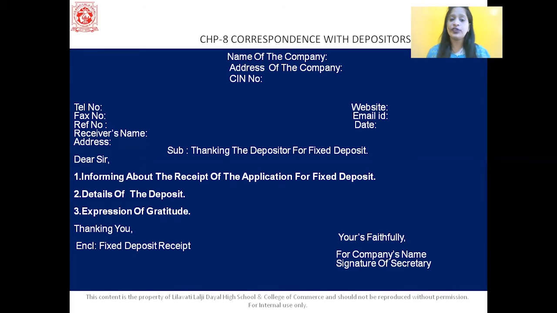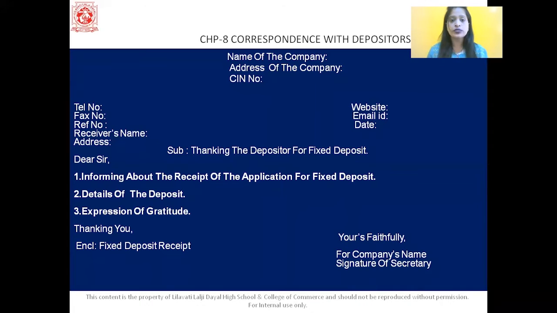Then towards your left, we again have the receiver's name and address. And in the center, we have the subject of the letter. So students, the subject of the letter is thanking the depositor for fixed deposit. Here, to remember the entire letter, we need to remember the 3 pointers that you can see on the slide. The first pointer is informing about the receipt of the application for fixed deposit.